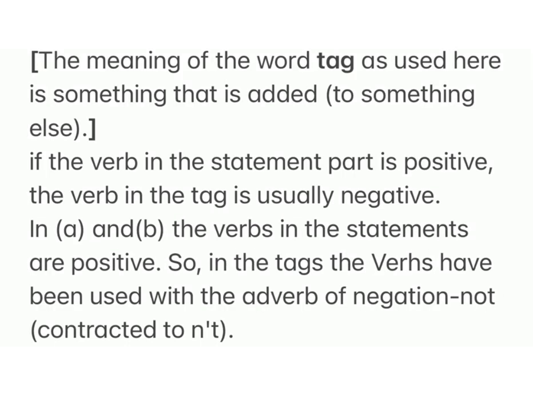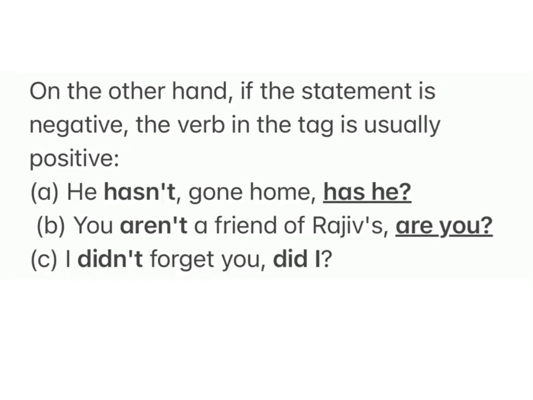The meaning of the word tag as used here is something that is added to something else. If the verb in the statement part is positive, the verb in the tag is usually negative. In A and B the verbs in the statements are positive. So, in the tags the verbs have been used with the adverb of negation not, contracted. On the other hand, if the statement is negative, the verb in the tag is usually positive.